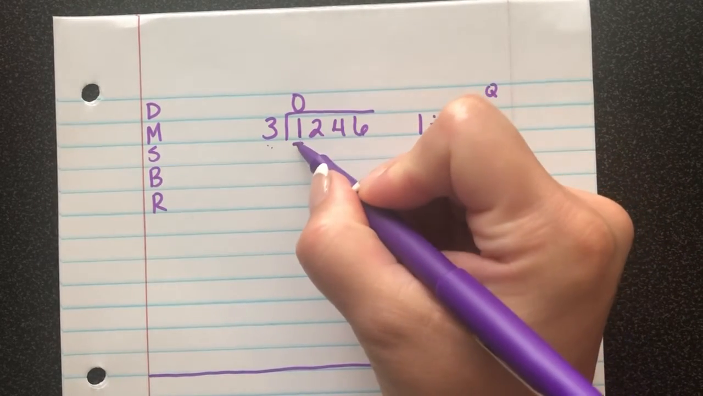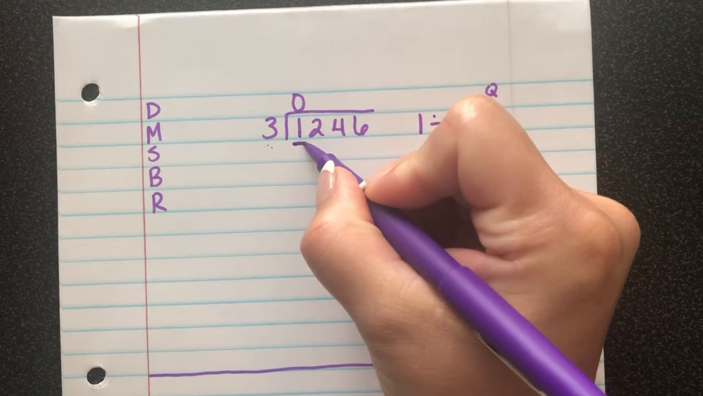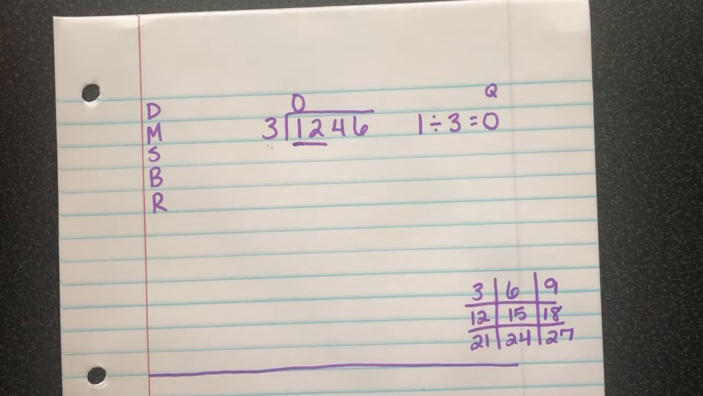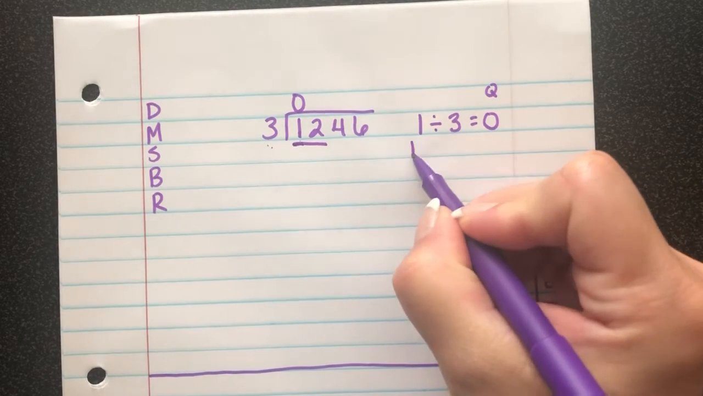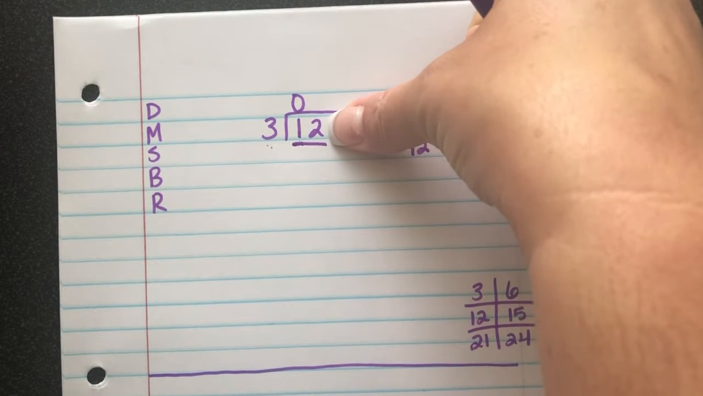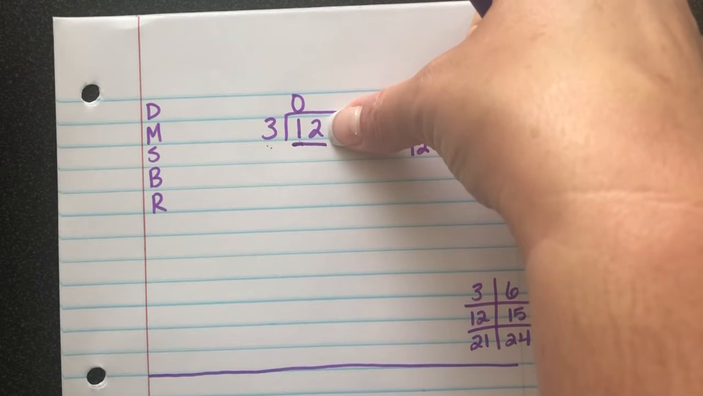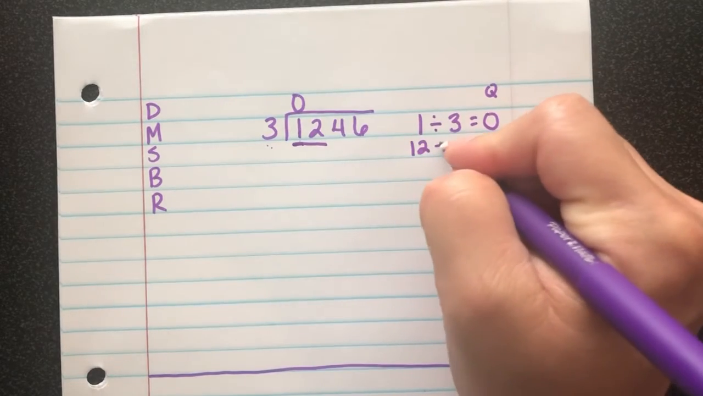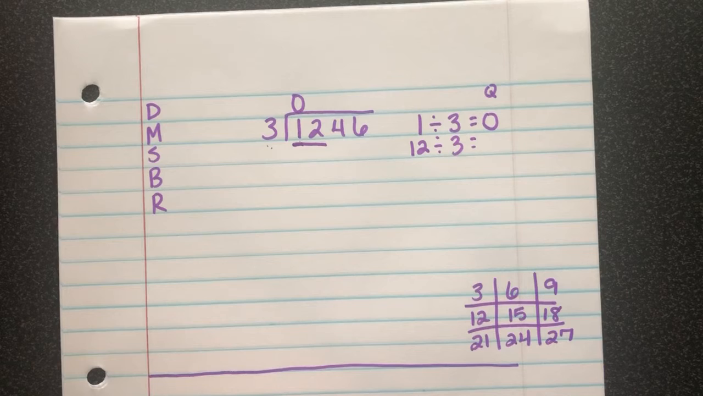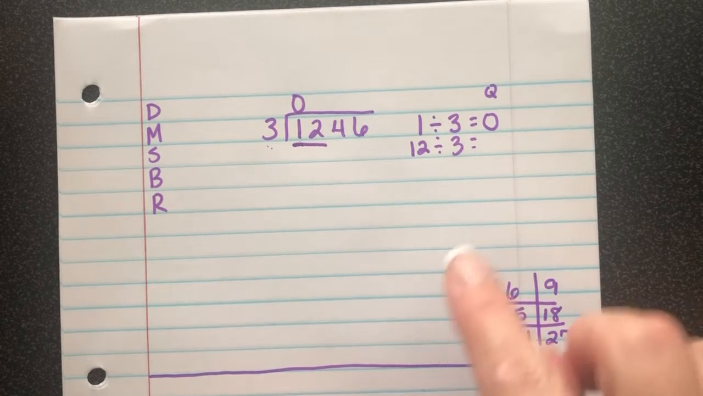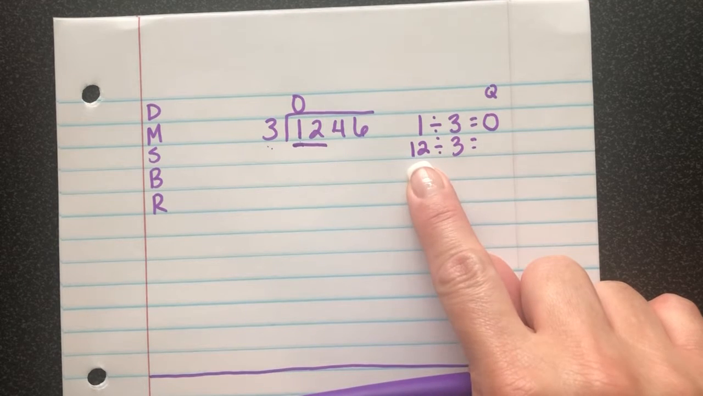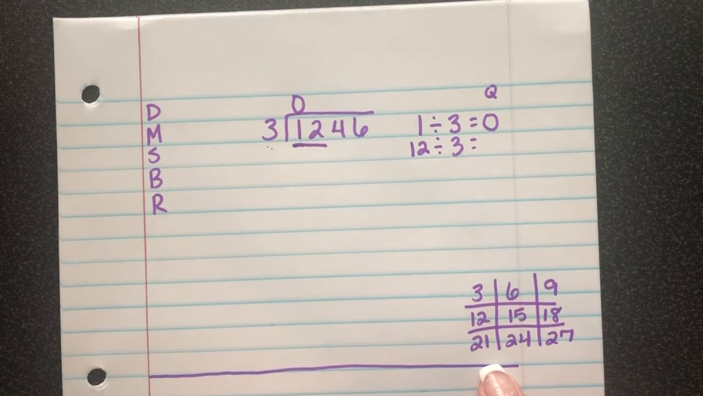So instead of just underlining the first digit, I'm going to include the second digit as well, okay? That means I have 12, okay? And try to just ignore the rest of this for right now, okay? Just pretend like we're just dividing 12 divided by 3, okay? All right, so if you're good with those multiplication facts, you can figure this out. If you know what 3 times something equals 12, you can figure that out really easily.